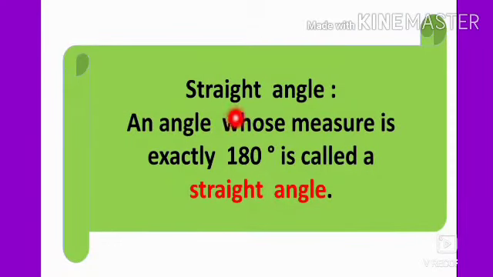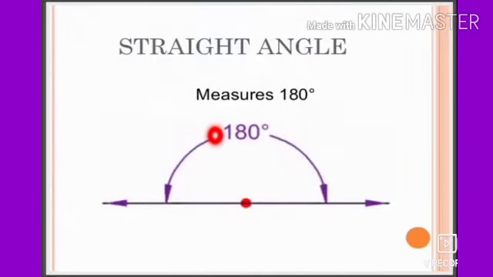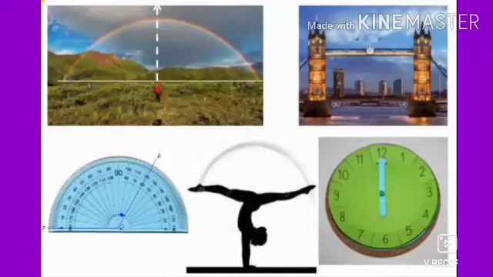Now, straight angle. An angle whose measure is exactly 180 degrees is called a straight angle. Straight angle measures 180 degree. These are the examples of straight angle.